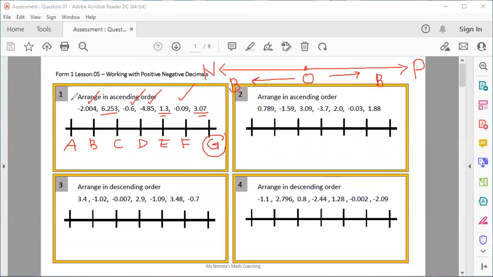Okay, so now in this first question, the first thing we do is identify all our positive numbers. Our positive numbers are 6.253, 1.3, 3.07. And I've labeled these and I've asked you all to tell me what number should be written in G. And that's right, Tristan and Danya. How about the rest? Would it be 6.253 or 1.3 or 3.07?